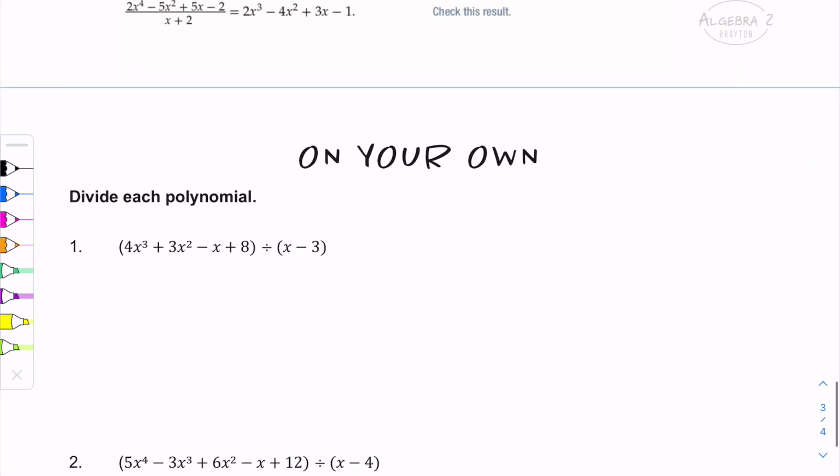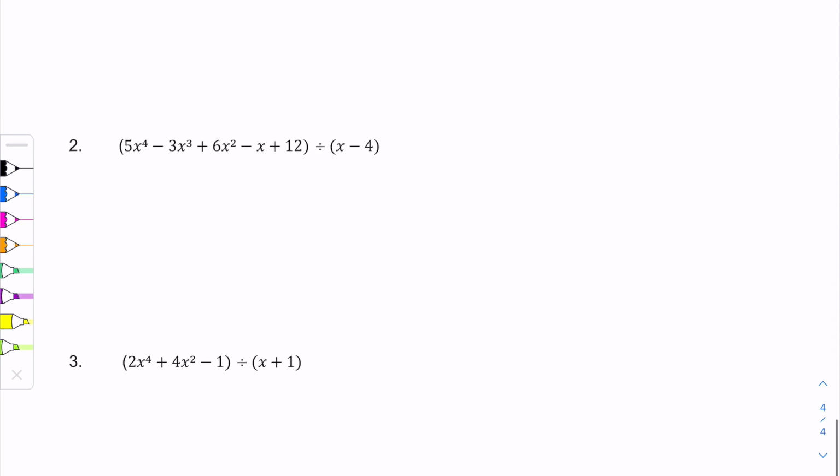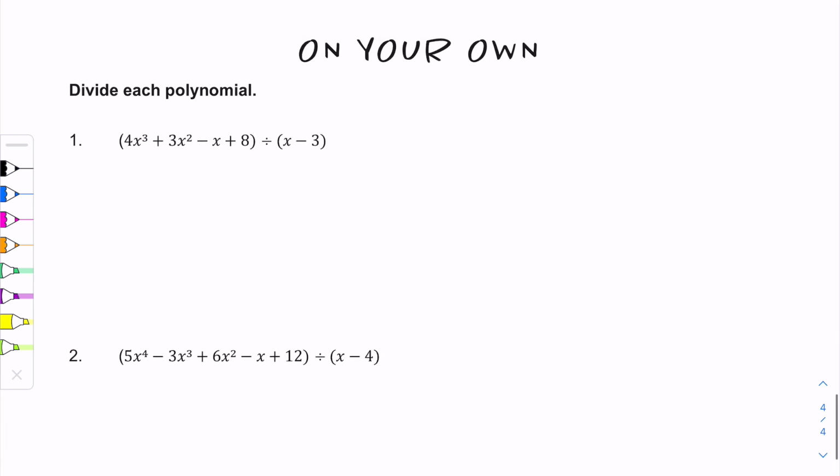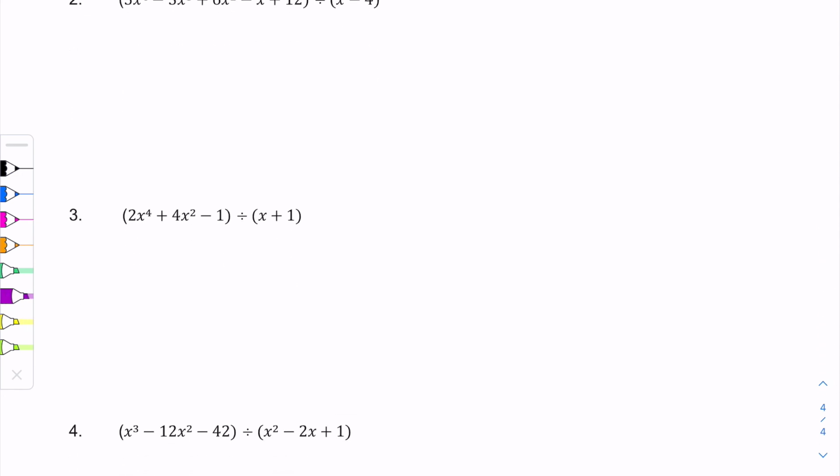In the on your own section, you're allowed to pick if you want to use synthetic division or if you want to use long division. You can do whichever one you feel the most comfortable with. However, number 4, you have to use long division. The reason why is because of this divisor. So you can only use synthetic division if it's x plus or minus a number. This right here is x squared, so that does not work. So long division is your only option for number 4.